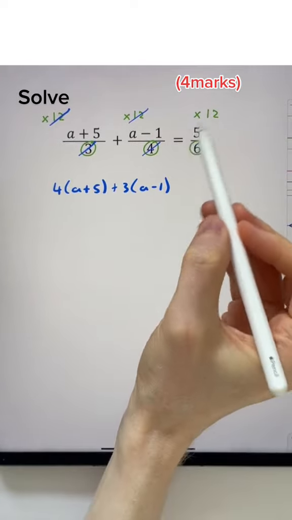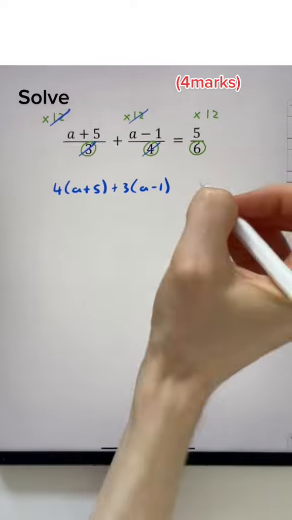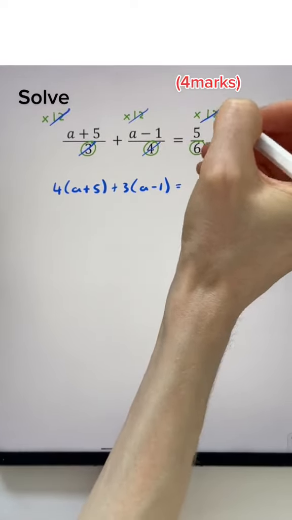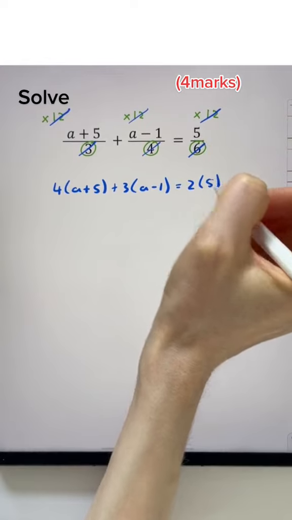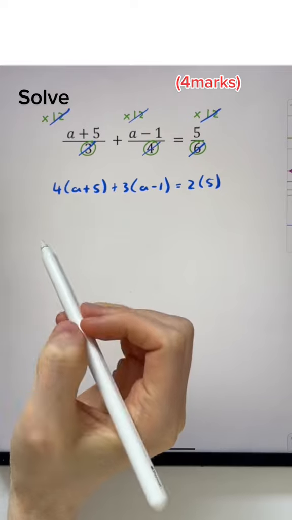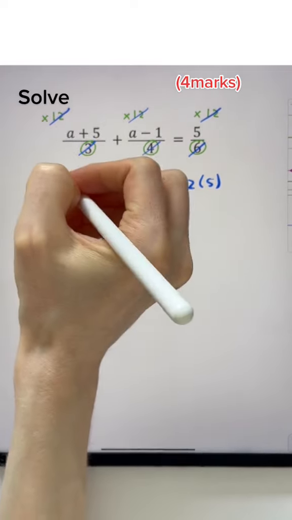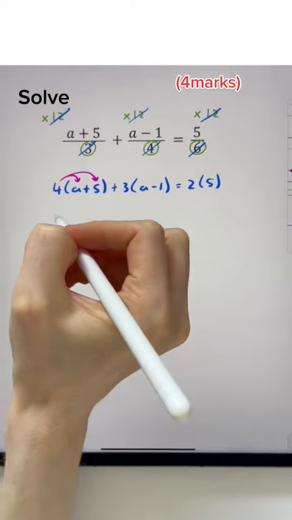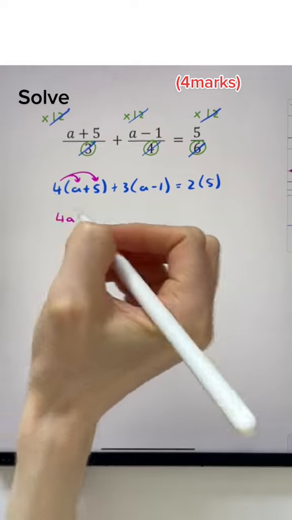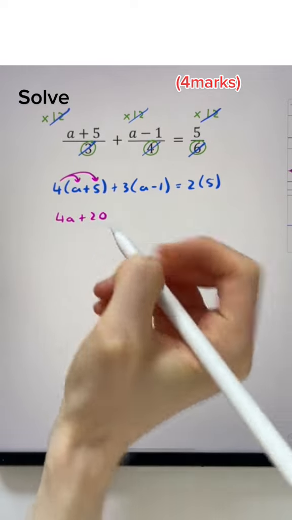Don't forget I've got to multiply the whole equation by 12, so on the right hand side, I now have 12 divided by 6, which is 2, so I've got two lots in my numerator, which in this case is 5. Expanding out my single bracket, whatever's directly outside, I multiply each term directly inside my single bracket. Here 4 times a will give us 4a, and 4 times 5 gives us plus 20.